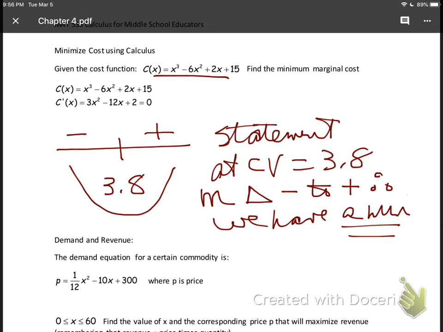So then the question is, well, what is the min? Because I just know that if I produce 3.8 widgets, I minimize my costs. So you're going to have to take your cost equation and plug in the 3.8. And I believe when I did that, I got a minimum cost of $11.27. So just check my math, make sure I'm all good. And then we're going to go on to a demand and revenue curve next.